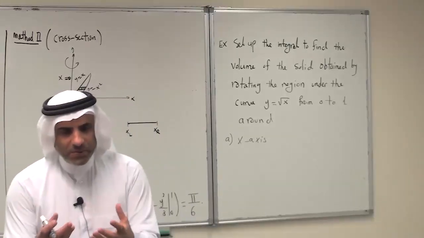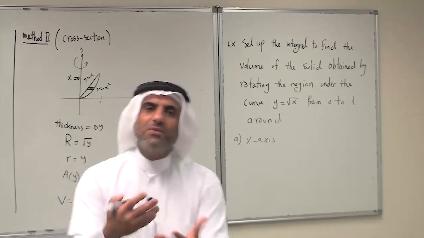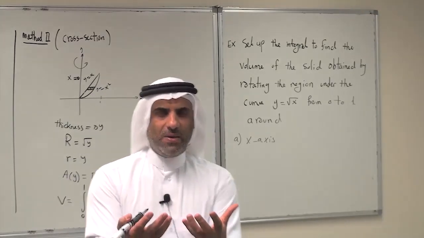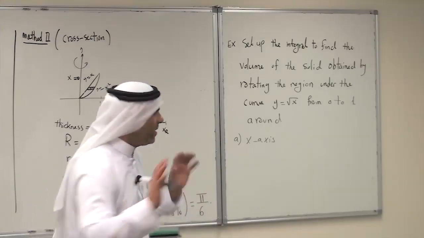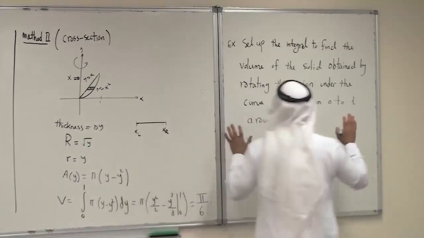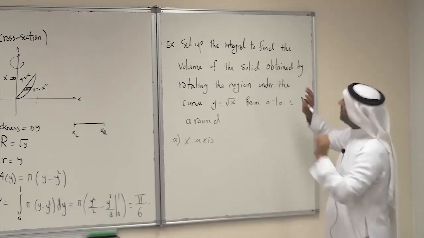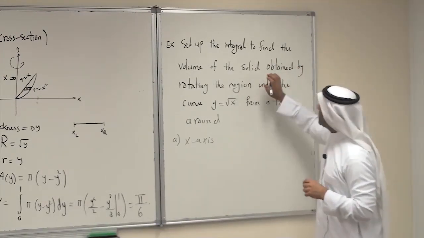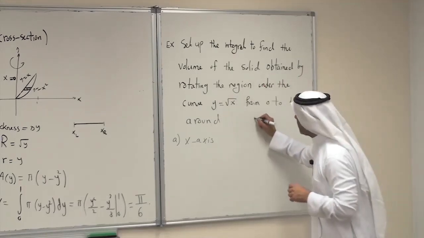Now, the last point we need to discuss is what happens if we change the axis of revolution. What kind of modifications will be done to the formula we did? Let us see this nice exercise that says set up the integral. Do not calculate, just set up the integral to find the volume of the solid obtained by rotating the region under the graph of y equal to radical x.